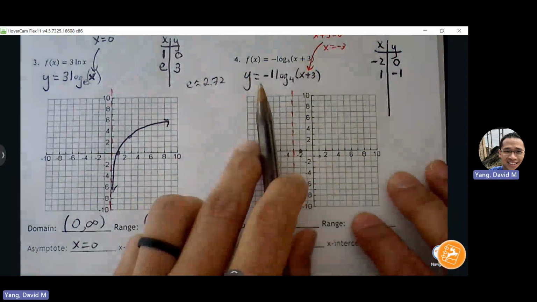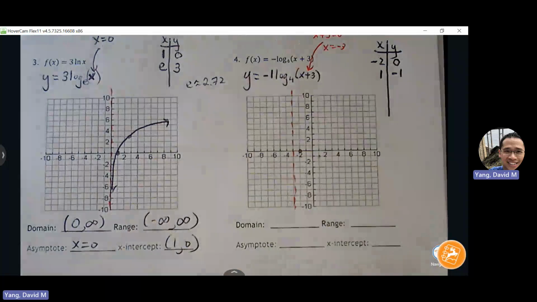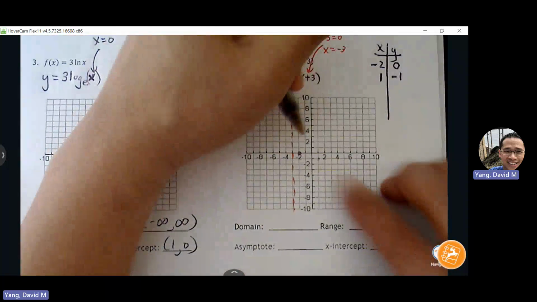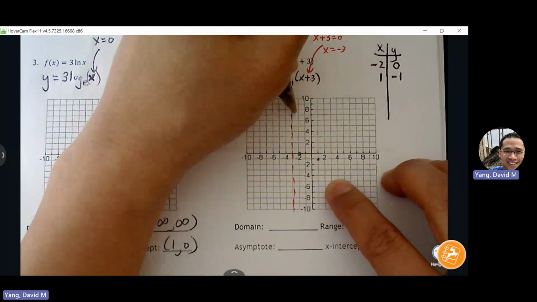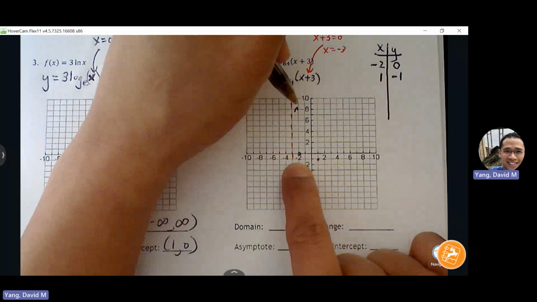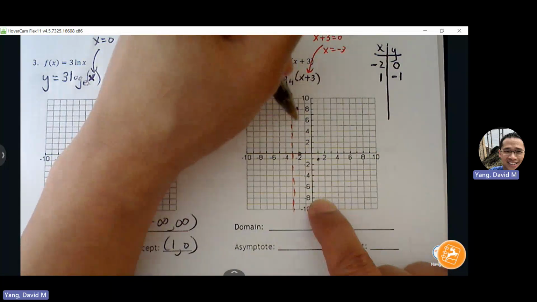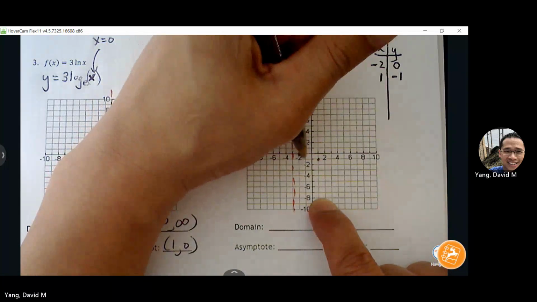The reason why is because that negative is allowing this graph to be reflected. So when it gets reflected, it's going to feel as if it's going a different direction. Here my asymptote is still to the left, still at negative 3, but instead of rising, it's falling.